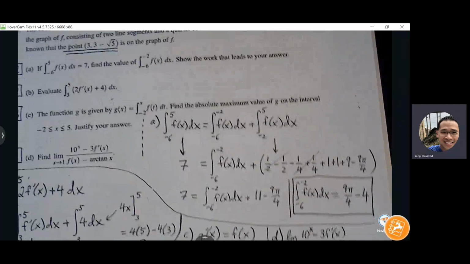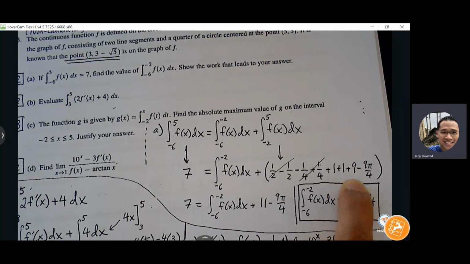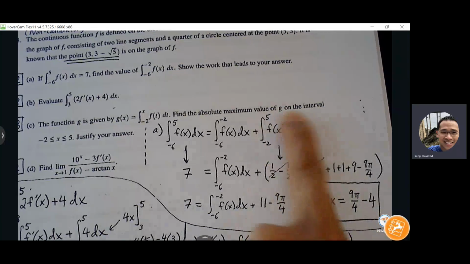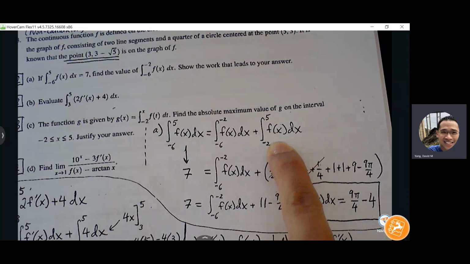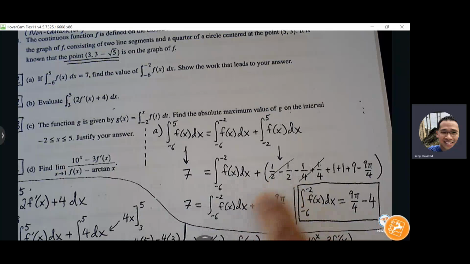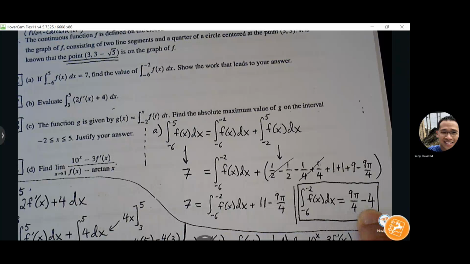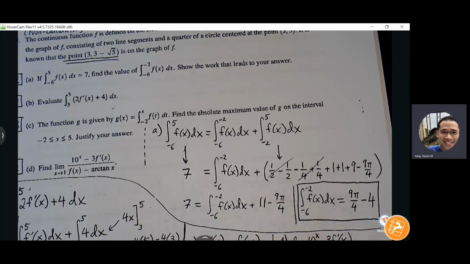So if I add all that together, 1/2 minus 1/2 minus 1/4 plus 1/4 plus 2 plus 9 minus 9 pi over 4, I get 9 pi over 4 minus 4. So that is the result of the negative integral from -2 to 5. So if I do 7 minus 11 minus a negative 9 pi over 4, I get this 9 pi over 4 minus 4. That's the unknown region that I don't see that's cut off from my view.